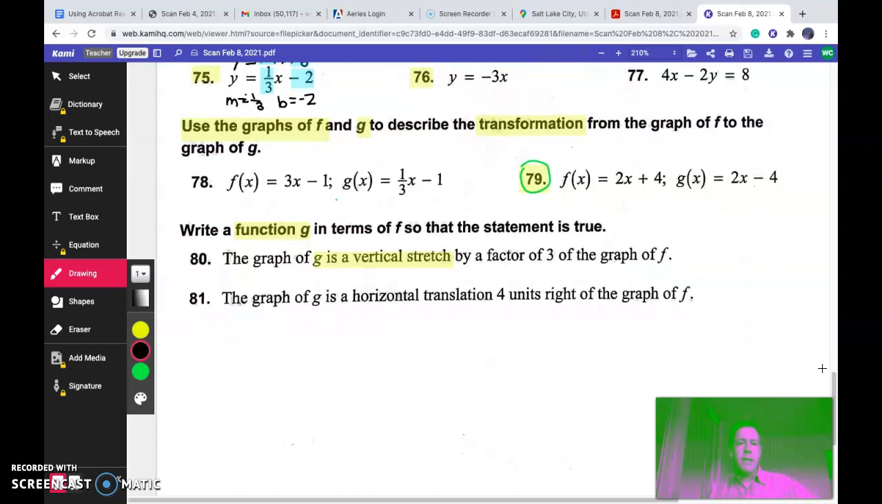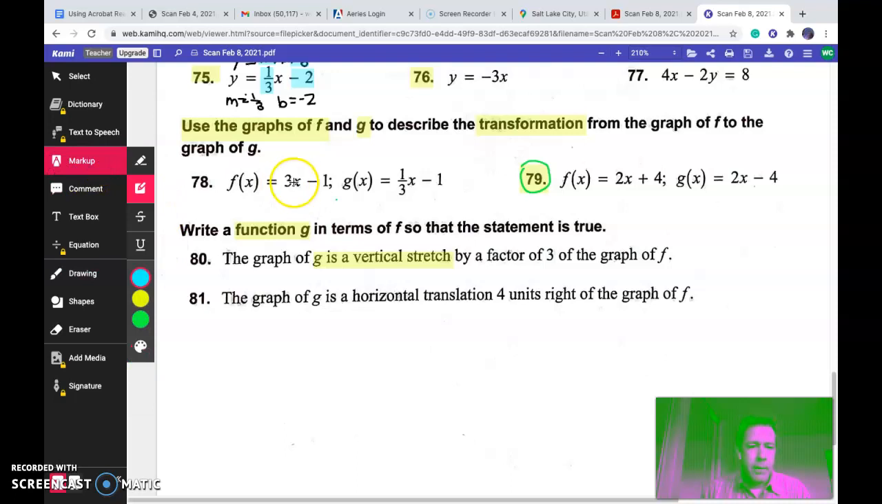All right, class, welcome back. It's problem 78. We're going to go through that together. This is to use a graph of f and g to describe the transformations from the graph of f to g. So here's where you start. Here's where you finish up. What has changed? Transformation.